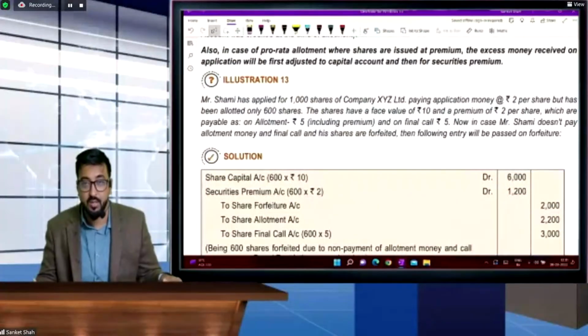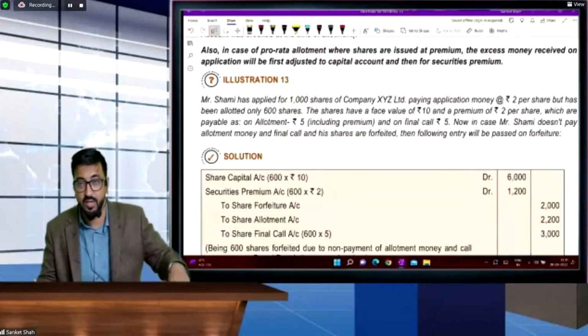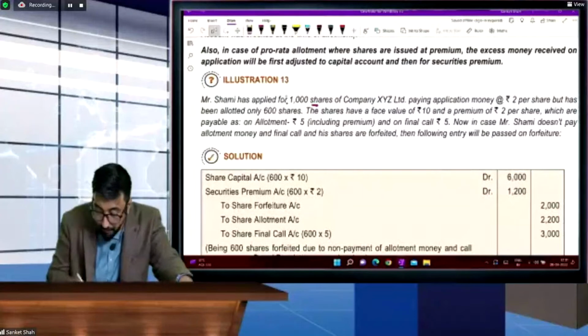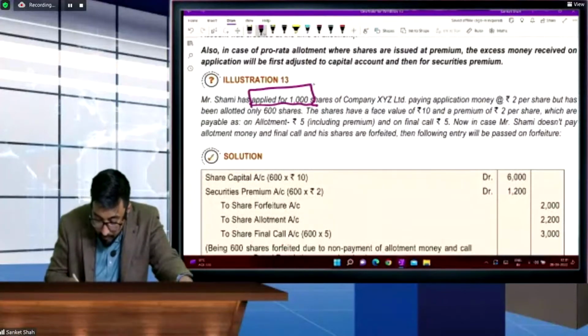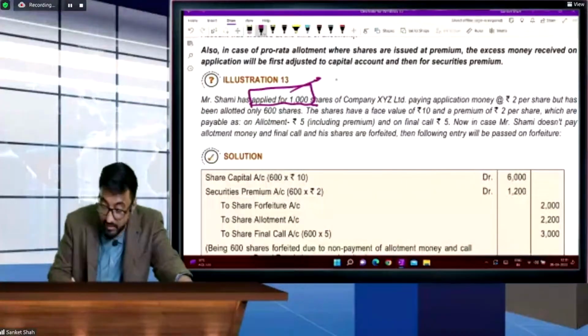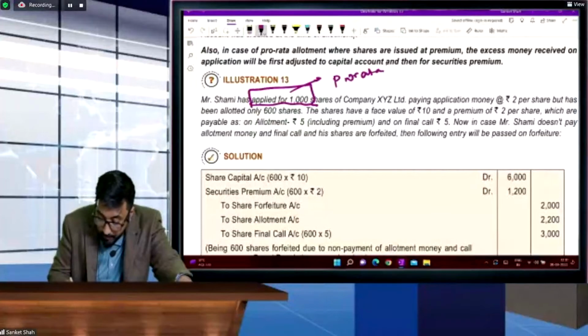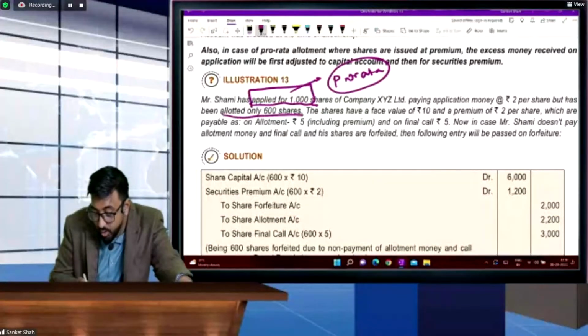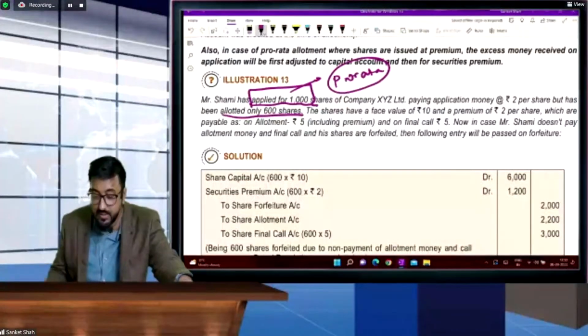Mr. Shami or Shammi has applied for 1000 shares. Applied for, beta, is different. So here is a question of pro rata. And he was allotted only 600 shares. Now this is a very important question. Pro rata allotment and forfeiture.